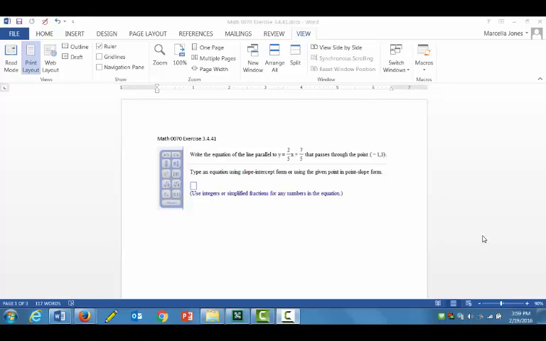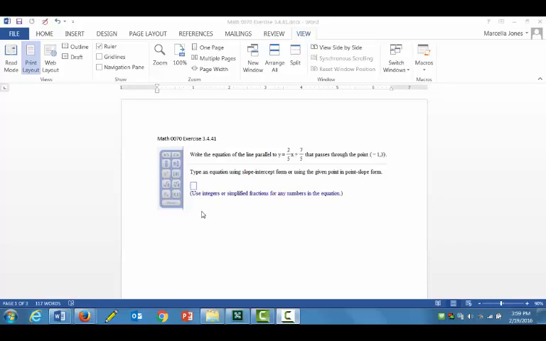Let's take a look at exercise 41 from section 3.4. We want to write the equation of the line parallel to y equals 2/5 x plus 7/5 that passes through the point (-1, 3). We want to type an equation using slope-intercept form or using the given point and point-slope form. We want to use integers or simplified fractions for any numbers in the equation.